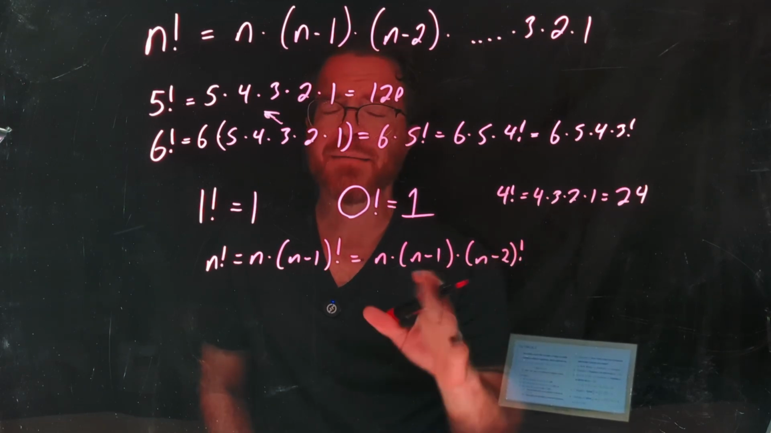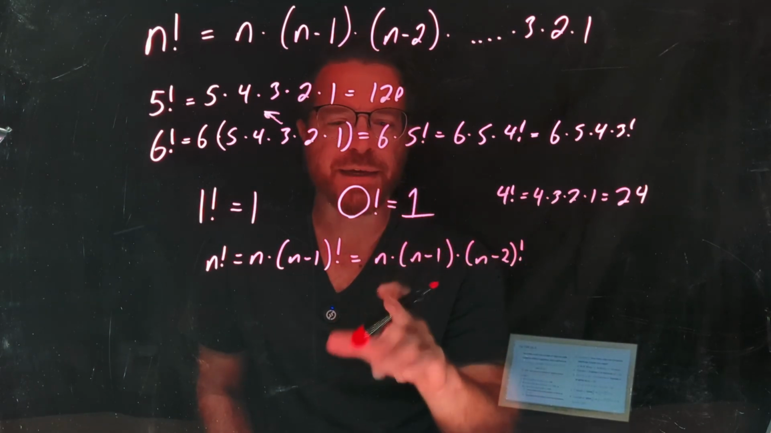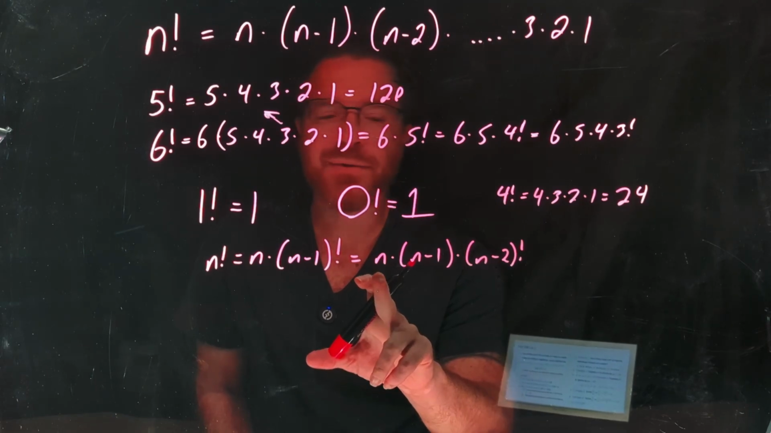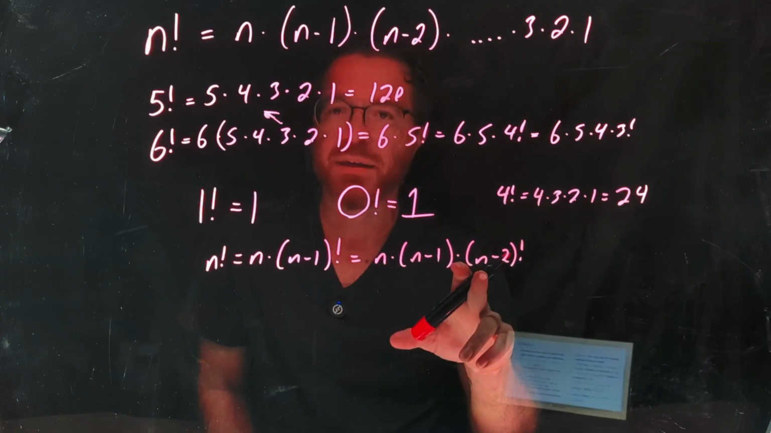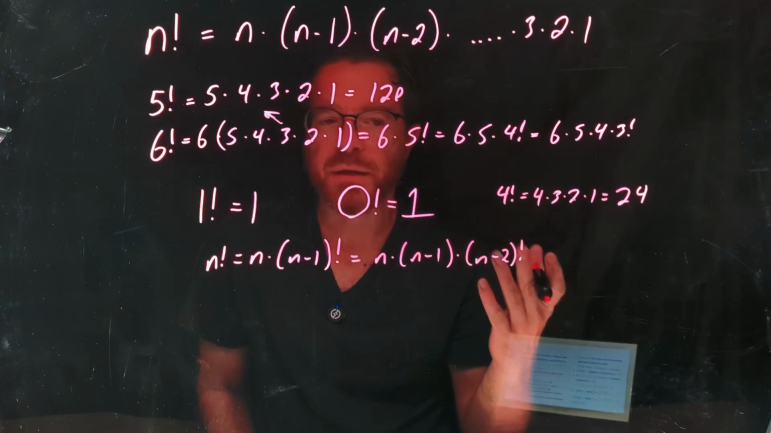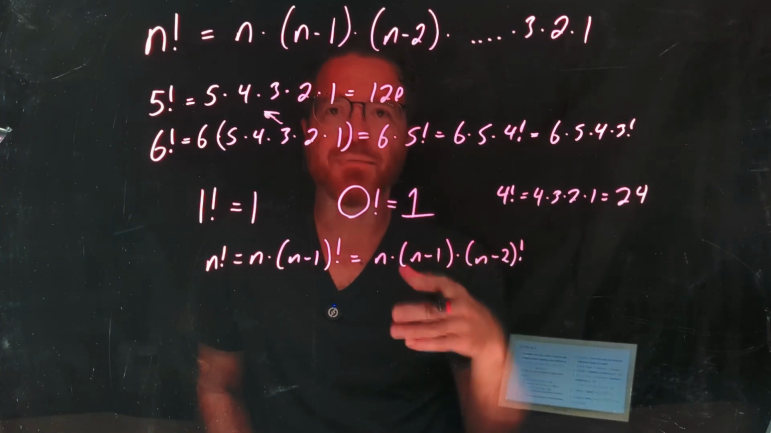By the way, don't let the n minus 1, n minus 2 throw you off. All it's saying is whatever value n is, let's say it's 5, the next value is that minus 1. So 5 minus 1 would be 4, and for n minus 2, 5 minus 2 would be 3. It's just telling you that it's the next number lower.